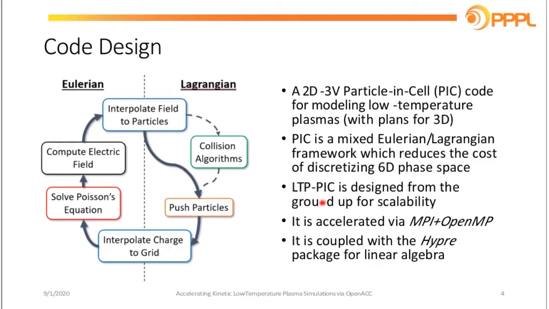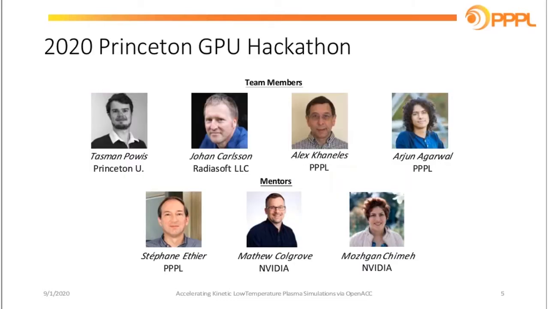So this code, with all of our performance requirements in mind, is designed from the ground up for scalability. And before we took part in this recent GPU hackathon, this was mostly via MPI and OpenMP. And I want to mention that we do couple with a linear algebra package known as Hypre, which we've had really great experiences with. And I'll talk more about that specific package in a few minutes. So a couple of months ago, in June, we took part in the 2020 Princeton GPU Hackathon.